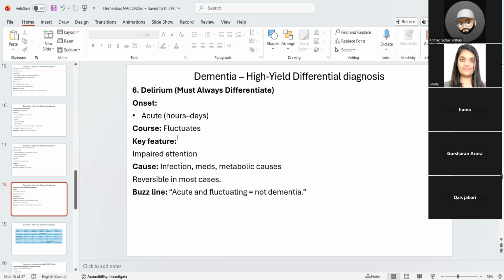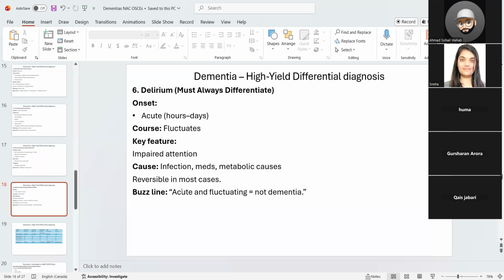Usually, their confusion gets worse towards the later part of the day or towards the evening or night, and they may have better cognition during the day or in the early hours of the day. Now, key feature, they have impaired attention with the confusion and memory concerns. Now, there are a lot of causes. Remember, infection, medications, metabolic causes. Infections are the most common in the elderly, or medications. They are common causes of delirium in the elderly patient.